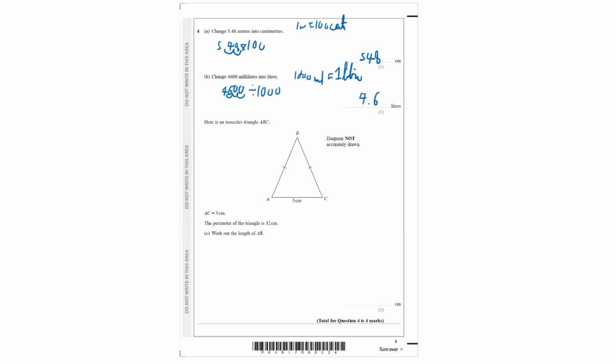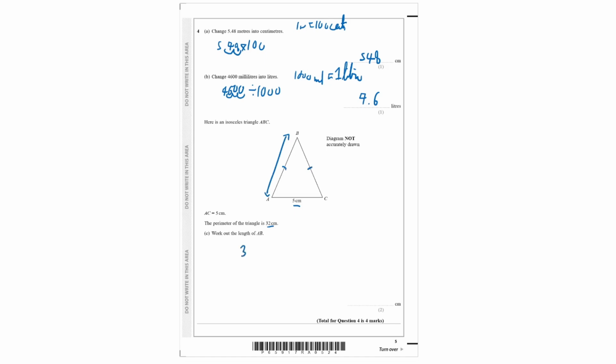Here is an isosceles triangle, ABC. AC is given as 5 centimeters. The perimeter of the triangle is 32 centimeters. Work out the length of AB. Now, we can see from these lines that these two sides are equal. So that means this is an isosceles triangle.